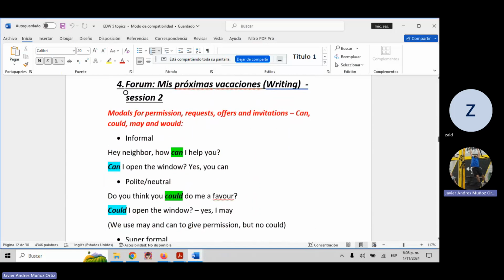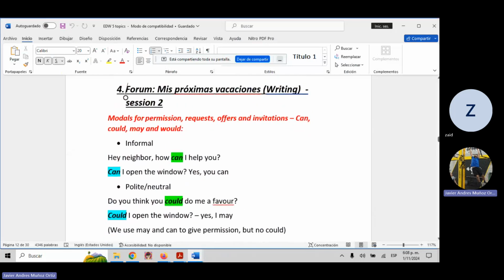So now we are going to focus on more modal verbs, more precisely modals for permission, requests, offers, and invitations. In this case we are going to use four modal verbs. Three we have already met in the previous session, can, could, and would, but there is one more new modal verb. The new verb is may.